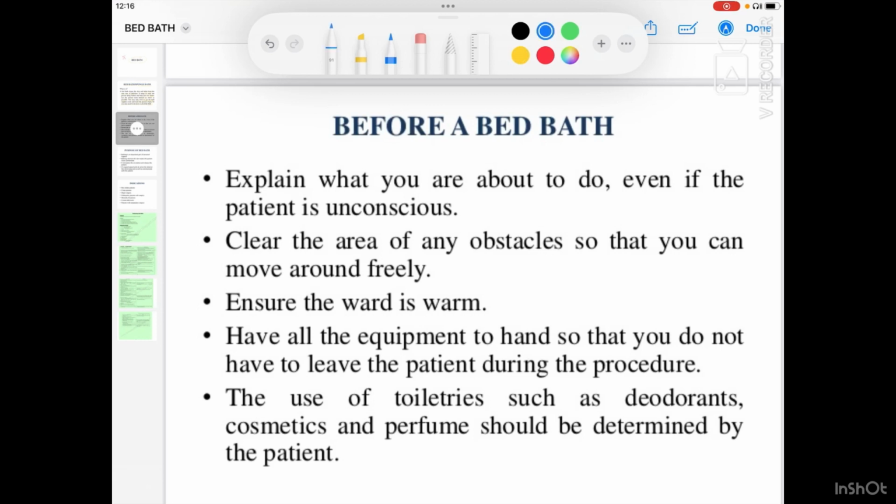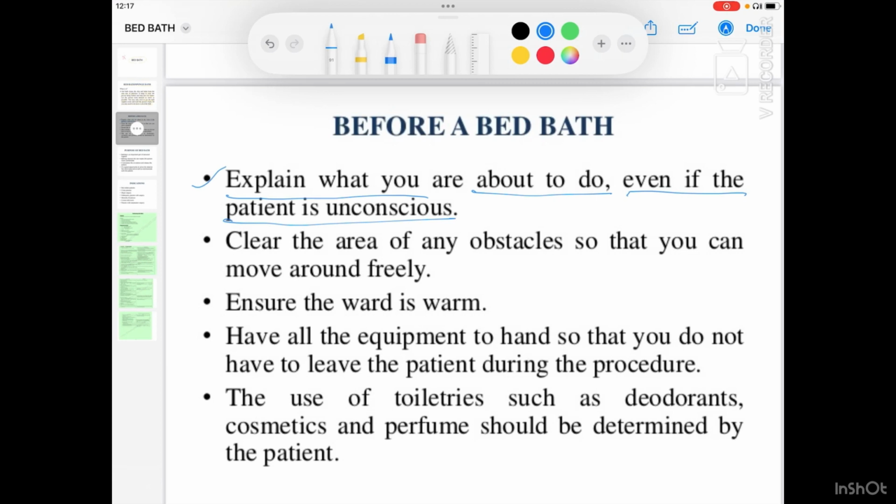We should remember that. The first one is to explain what you are about to do, even if the patient is unconscious. First of all, we should tell the patient. Hi sir, how are you? We should greet them, right? If you suddenly go and keep the basin there, arrange everything, and start to give the bed bath, what will they think? Oh my God, what is the nurse doing to me? Is she going to kill me? They will feel scared, especially if they're in the hospital.